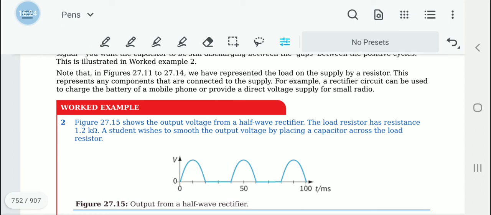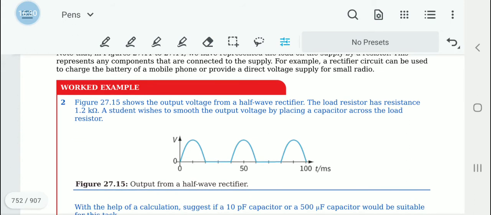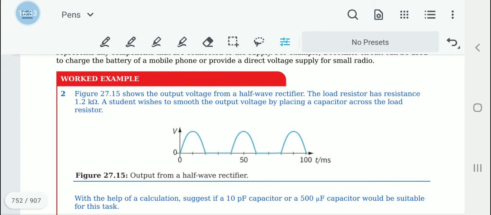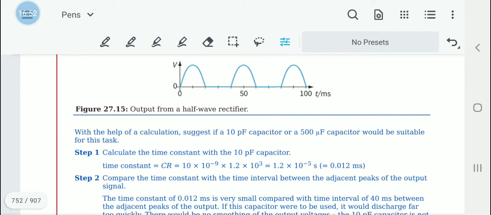Right, now let's look at this worked example 2. Here there is an output voltage from a half wave rectifier. The load resistor has a resistance of 1.2 kilo ohms. A student wishes to smooth the output voltage by placing a capacitor across the load resistor. With the help of a calculation, suggest whether a 10 picofarad capacitor or a 500 microfarad capacitor would be suitable for this task.